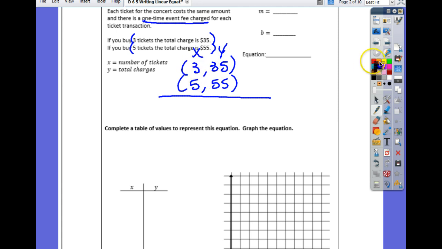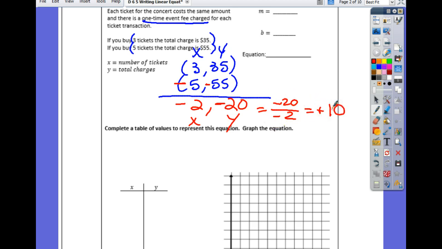So 3 minus 5 is what? If I subtract it, 3 minus 5 is negative 2. 35 minus 55 is negative 20. Which one goes on top, my x or my y? So to find my slope, we have a negative 20 over a negative 2, which simplifies, a negative divided by a negative is a positive, and it simplifies to 10.